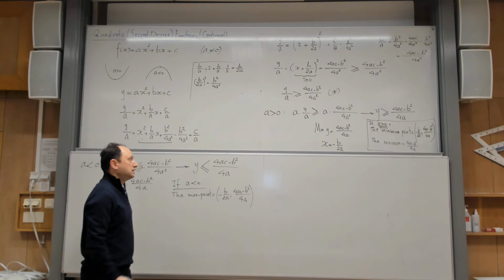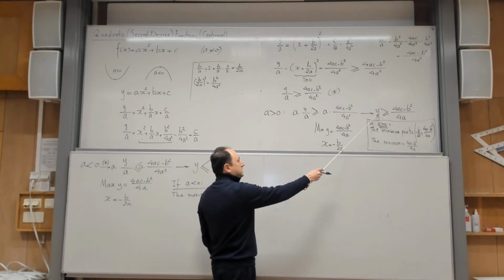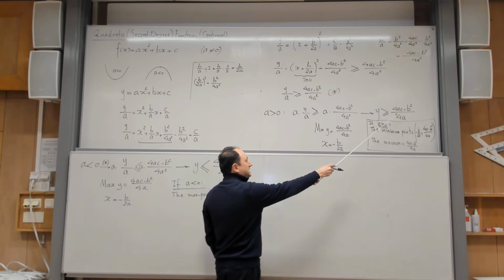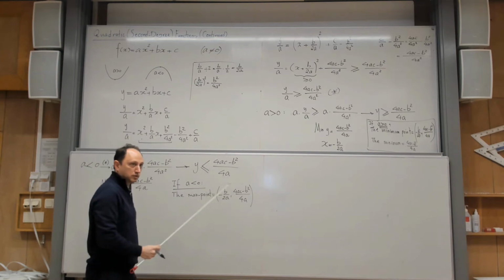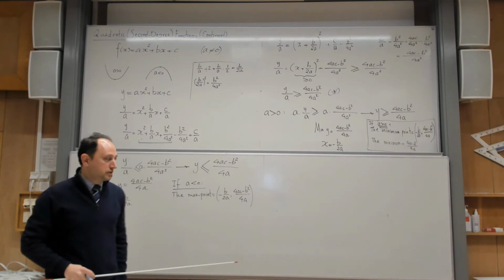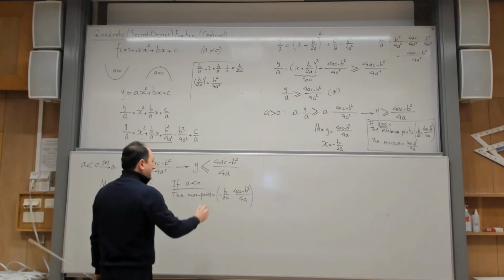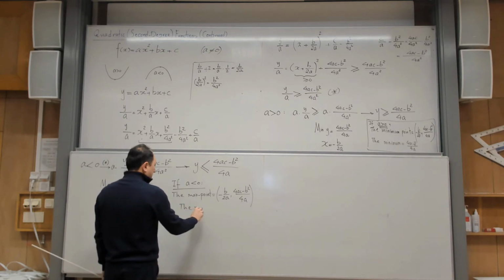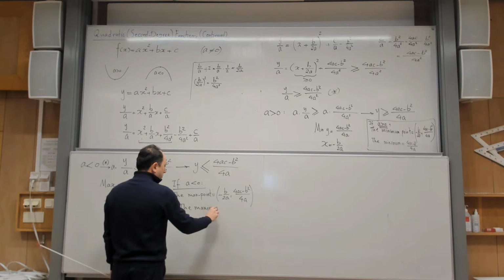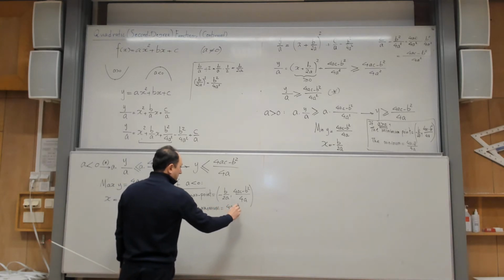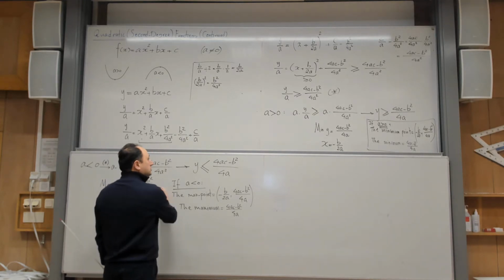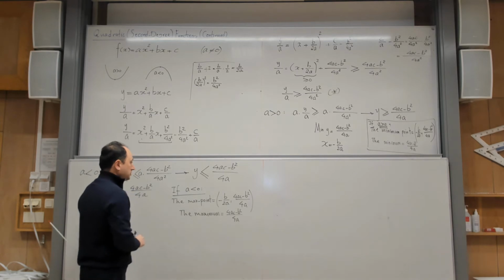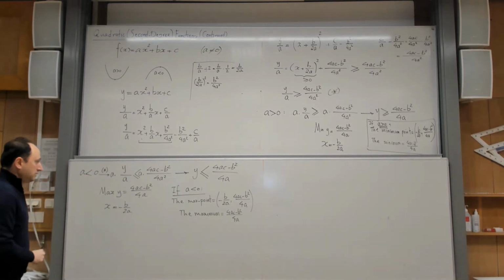Okay? In that form, it is clear that y has a minimum because it is at least equal to this. But in this case, y has a maximum because it is at most equal to that. But the formulas don't change. The formulas are the same. So the max point is this, and if someone asks you about the maximum, you should say 4ac minus b squared over 4a, and it occurs at the point minus b over 2a. So this is the end of the story.